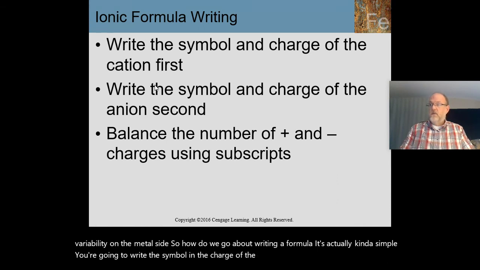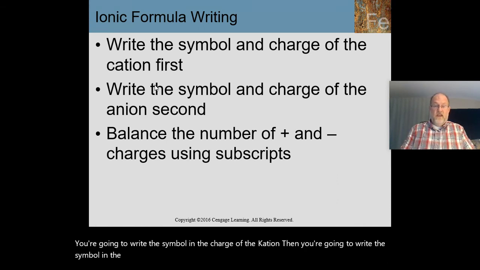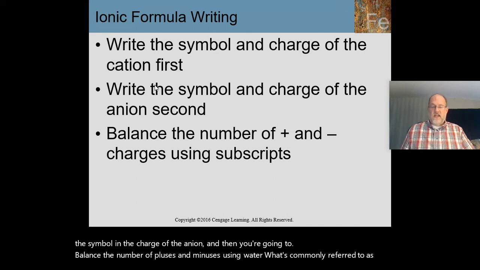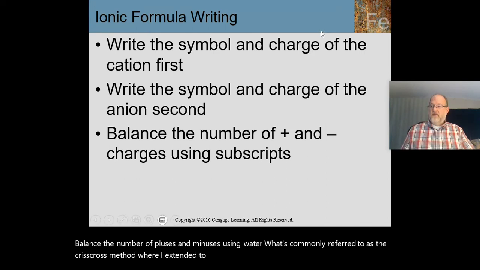Then you're going to write the symbol and the charge of the anion. And then you're going to balance the number of pluses and minuses using what's commonly referred to as the crisscross method, where you crisscross and simplify.